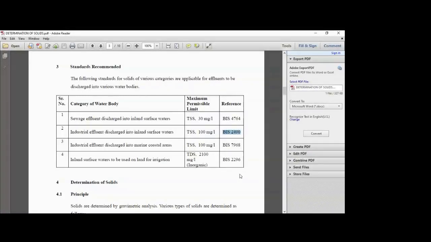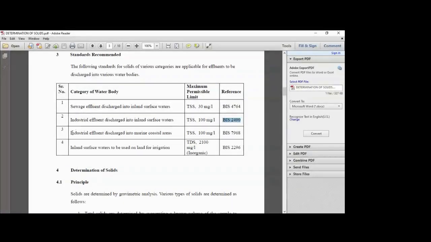Very, very important, right? Even if I have an industrial effluent which I have treated and I have to discharge into marine coastal areas, for example, the sea, the standard remains the same. That is, the TSS should be less than 100 mg per liter. That is according to BIS 7968.